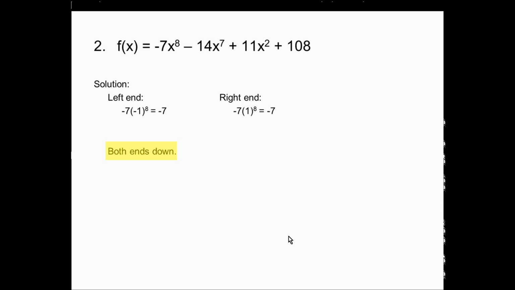Remember, if you take negative 1 to an even power, it's positive. If you take negative 1 to an odd power, it's negative. And of course, 1 to any power is still just 1.